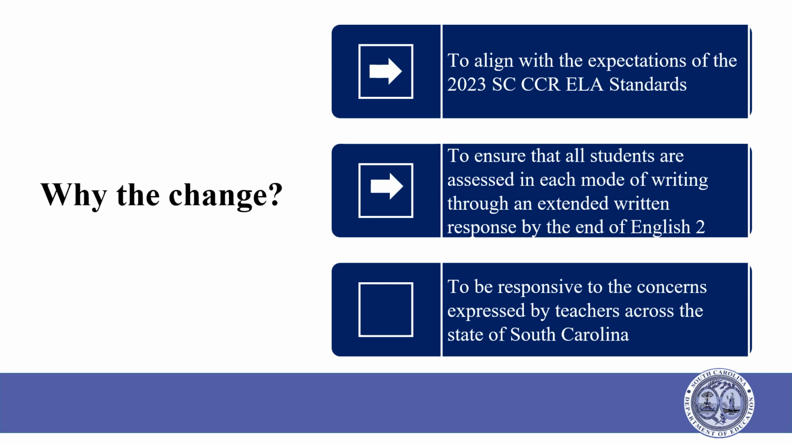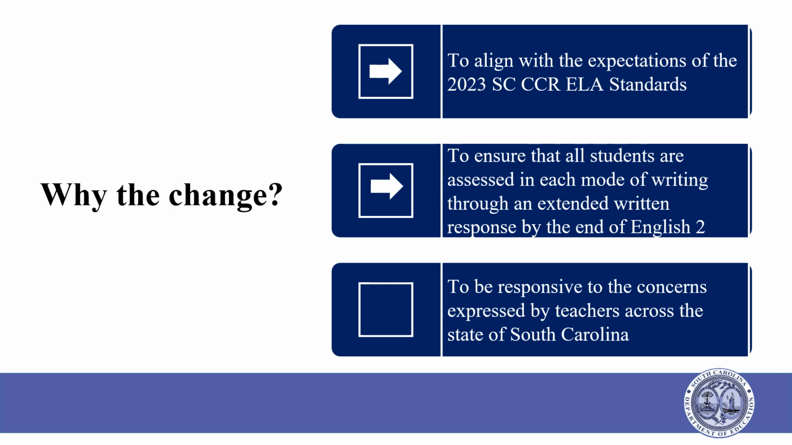Currently, SC Ready students are assessed in all 3 modes of writing, narrative, informative, and argumentative, through multiple choice items on the writing session of the SC Ready assessment. English 2 students are assessed in informative and argumentative writing through the multiple choice items on the writing session of the end of course exam. Beginning in the 2024-25 school year, English 2 students will also be assessed in narrative writing on the writing session of the exam.